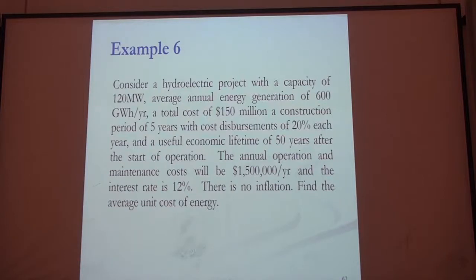So we already have the annual energy. All we have to do now is find the annual cost. And we can see that the annual O&M cost is also there. The rest is that we have to find the annual capitalized cost. Capitalized cost is the capital cost plus the interest during construction, IDC. If we can find the annual capitalized cost plus the annual O&M cost, that will be the total annual cost, divided by the total annual energy, and we will have the unit cost of energy.